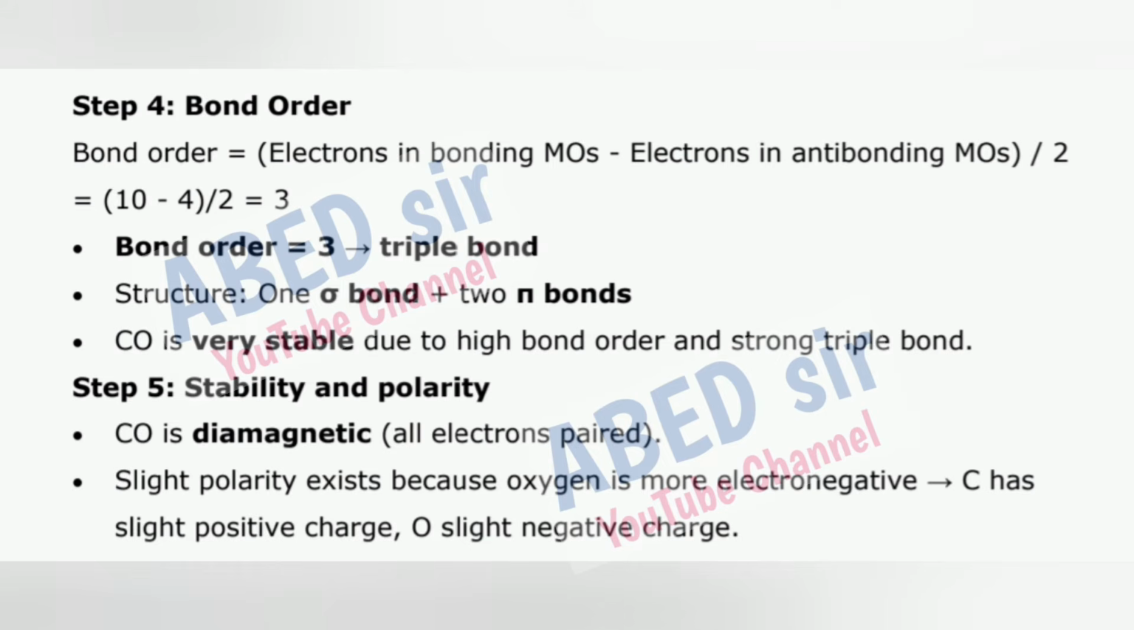CO is diamagnetic, all electrons paired. Slight polarity exists because oxygen is more electronegative. C has a slight positive charge, O a slight negative charge.